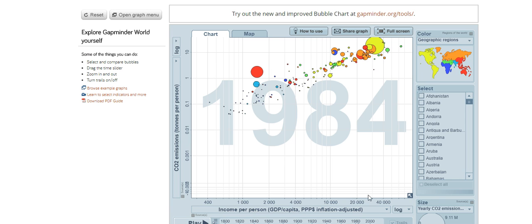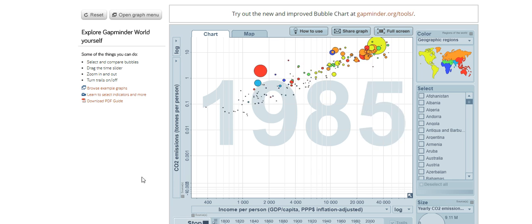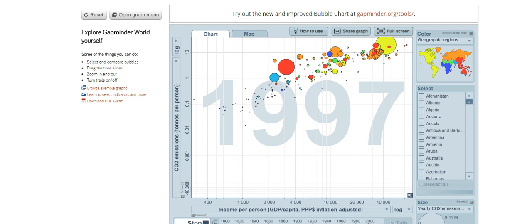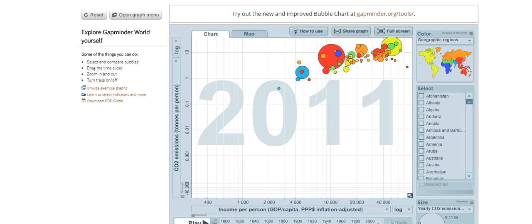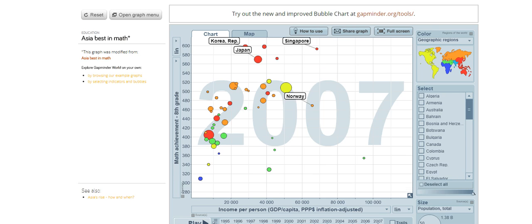So the more money you make, the more emissions, right? That's what this is saying. Whoops. And look at China just like flying up from the back of the pack there. Okay, let's see what this one is.